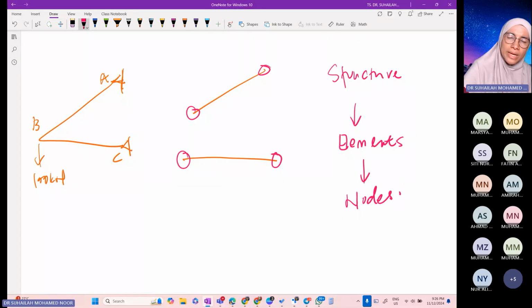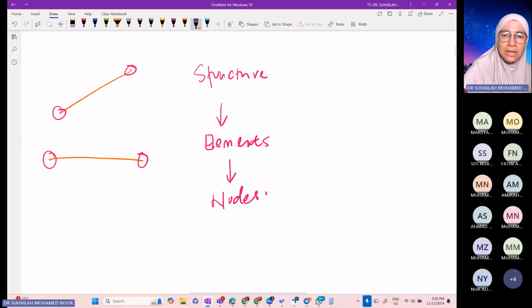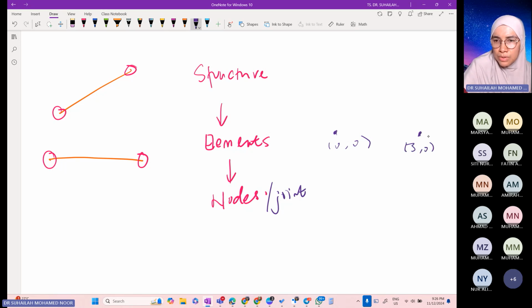So inilah dia flow yang bila kita guna software untuk build one structure. Kita akan start dengan node. What is node? Node ni adalah join. Join A, join B, join C. Itu node. Lepas tu, bila kita nak jadikan elemen, kita kena gabungkan dua node. So that's why bila kita guna software, kita akan start dengan, okay, letak satu node. So kita letak coordinate. And then kita declare lagi another node, 3, 0. So ni jadi dua node.